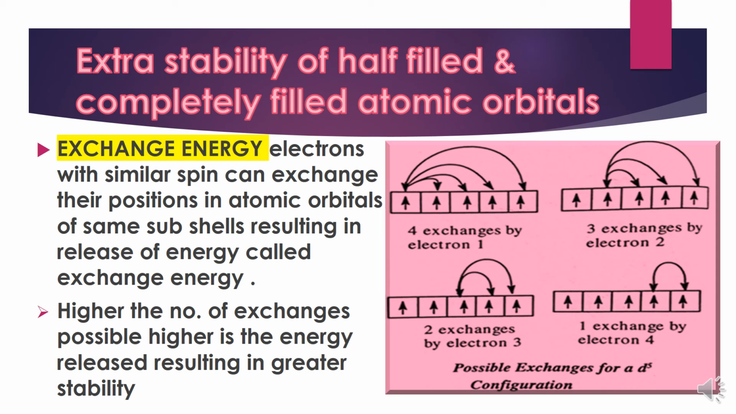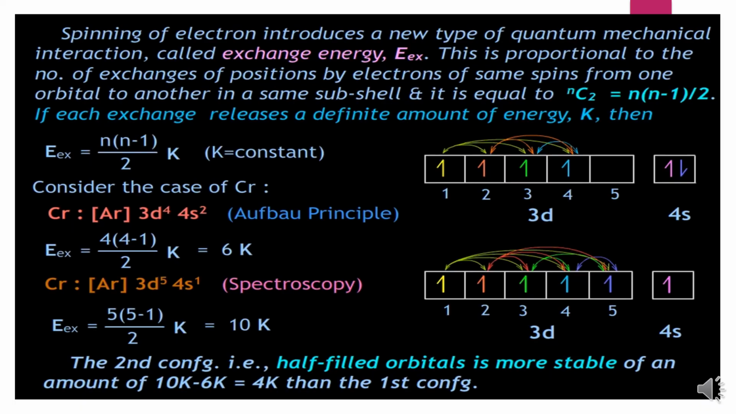So as we can see, if the number of electrons of a particular spin in these degenerate orbitals is higher, then obviously the number of exchanges will increase. As you can see, if a d4 configuration is there, then the number of possible exchanges will be 6 only. But in the case of 5 electrons in these 5 orbitals, the number of exchanges would be 4 plus 3 plus 2 plus 1, total 10 exchanges possible.